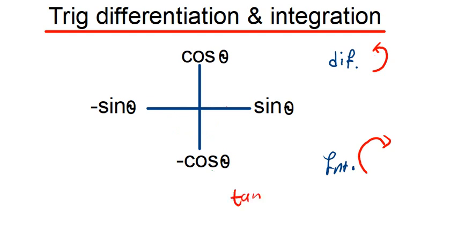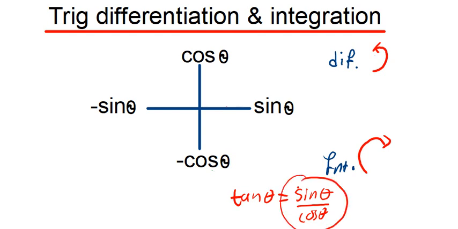Let's say tan theta. You know that tan theta can be written as sine theta divided by cos theta. If you are to differentiate tan theta, you can either use the chain rule or the quotient rule. But regardless of whatever method you use for this part, it all requires that you differentiate sine and cos at some point. So it takes you back to this part again.